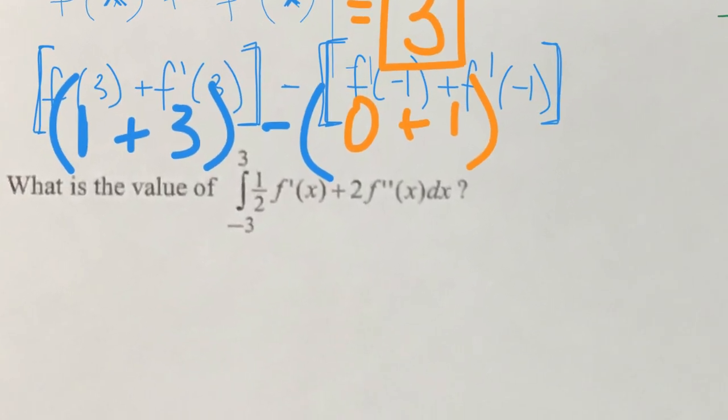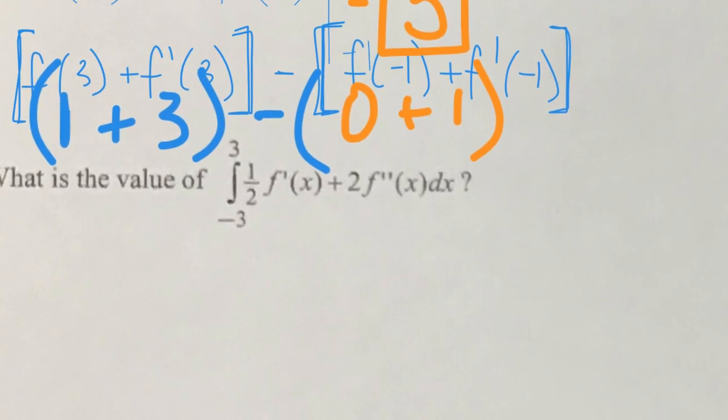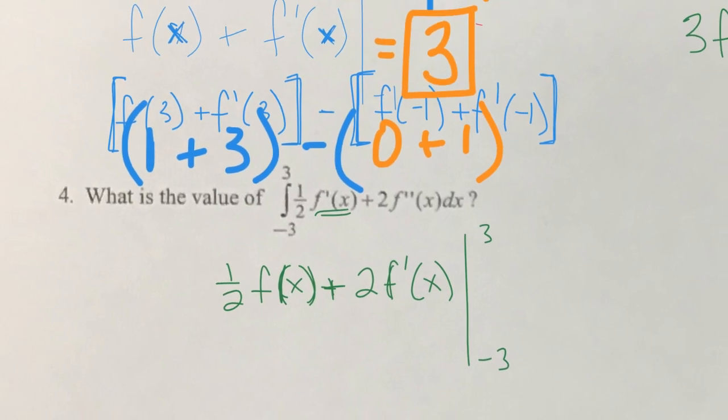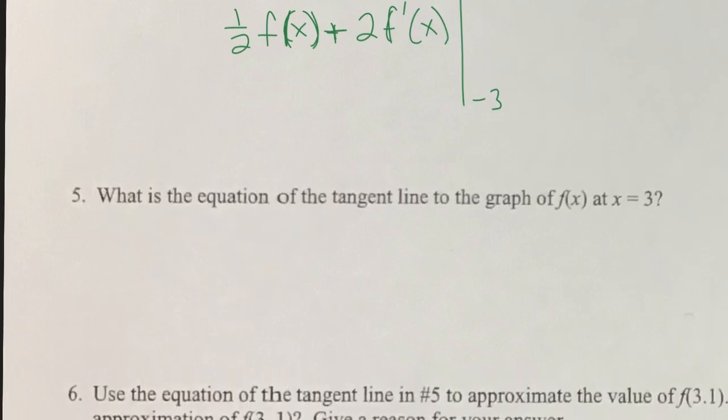Here's one last example if you want to do it. We can take the antiderivative once again and get 1/2 of f plus 2 f prime, and evaluate them at negative 3 and positive 3. Using our table, this is how you would come up with the answer for this one. But let's go ahead and skip that so we can get to the interesting part.